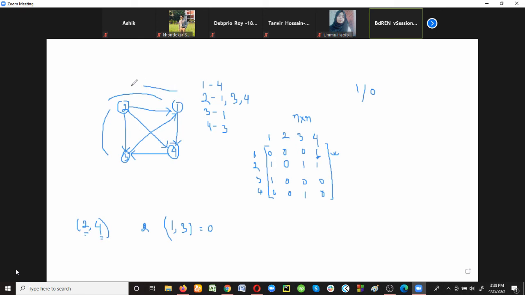If the edge is from 1 to 2, then 2 to 3, then we can say that yes, there is a path from 1 to 3. But here, the direction of this edge is from 2 to 1. So there is no path sequence from 1 to 3. So the value will be 0. So from the path matrix, you can find out about the path sequence.